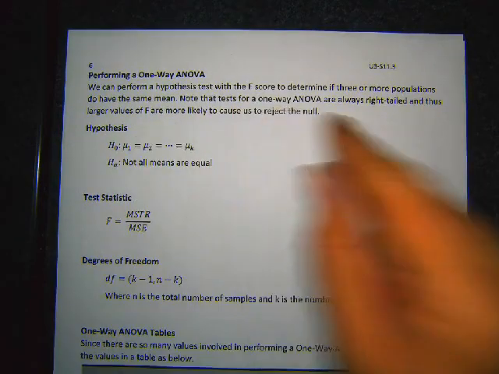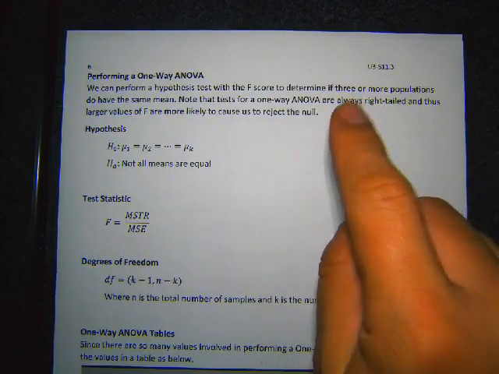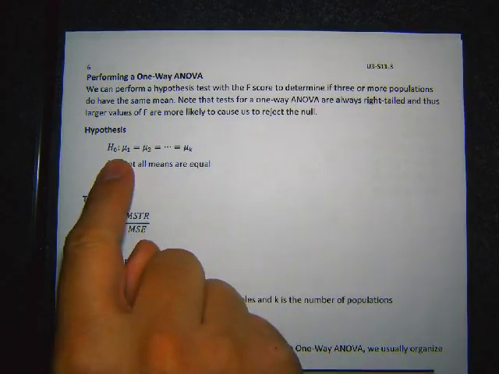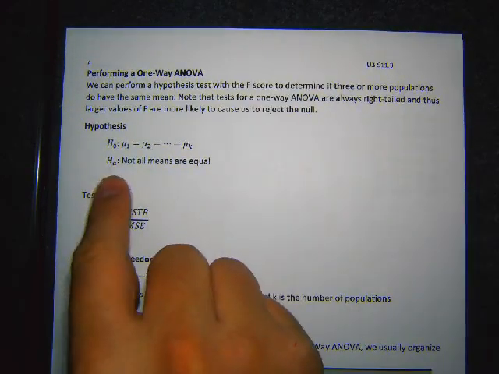So we do a hypothesis test. We use the F-score as a test statistic. These are always right-tailed, and so larger values of F are always going to be more likely to reject the null. So the null hypothesis always is that everything's the same. The averages for all the populations are equal. The alternative is that not all means are equal.